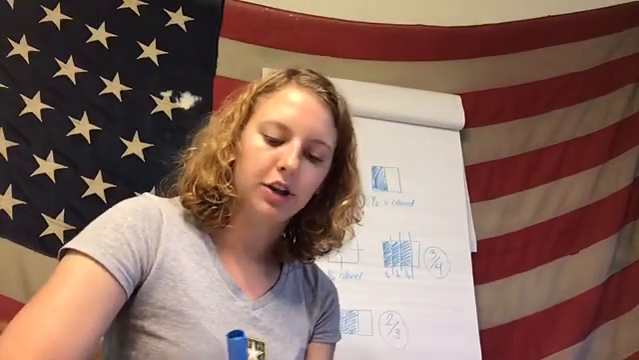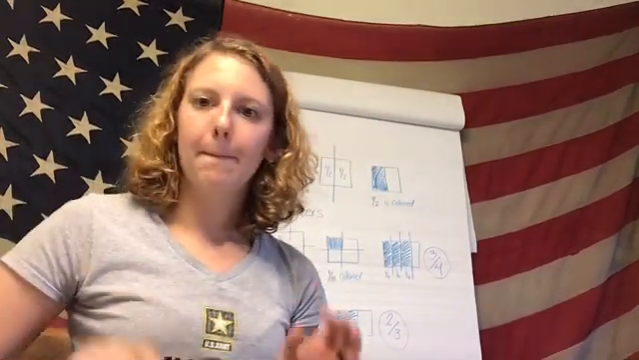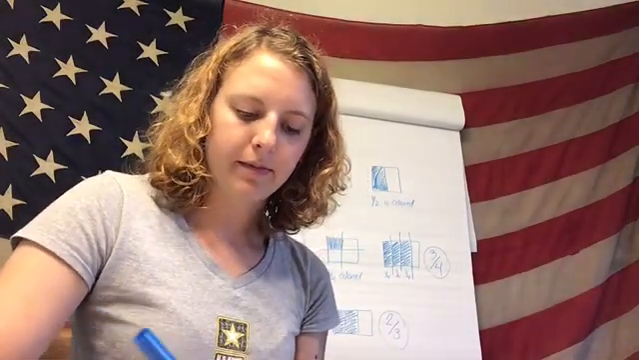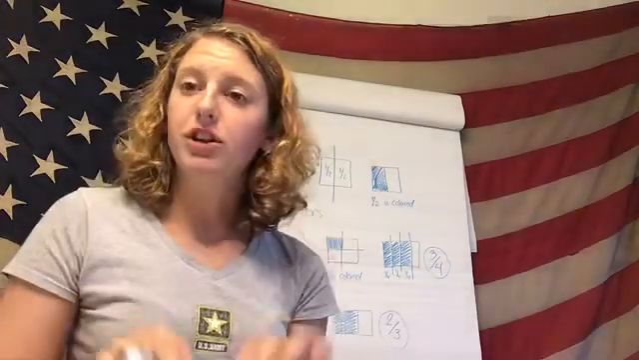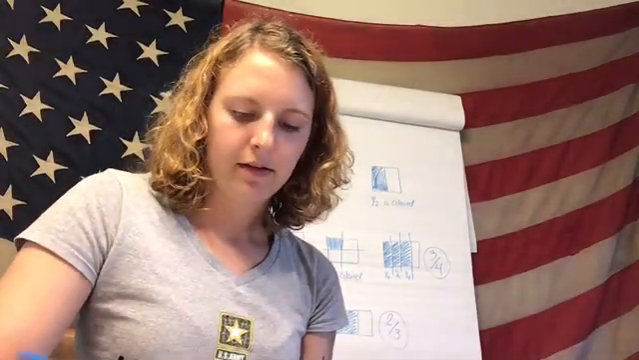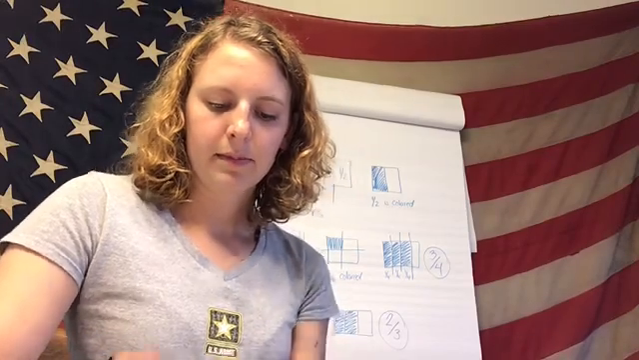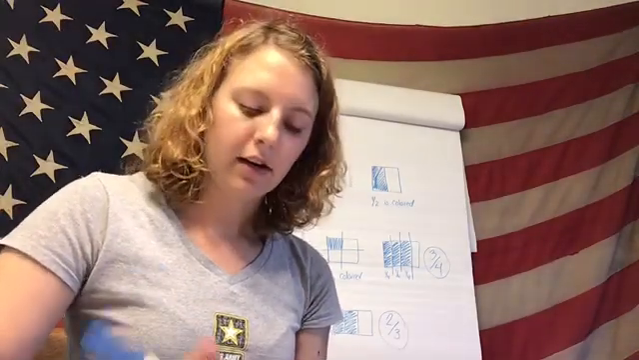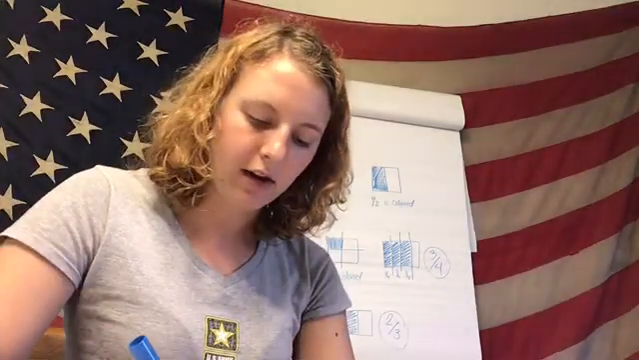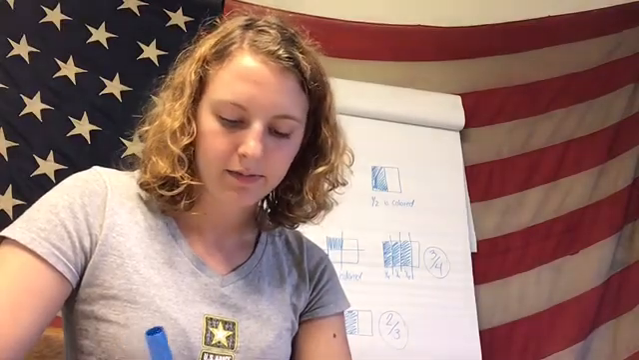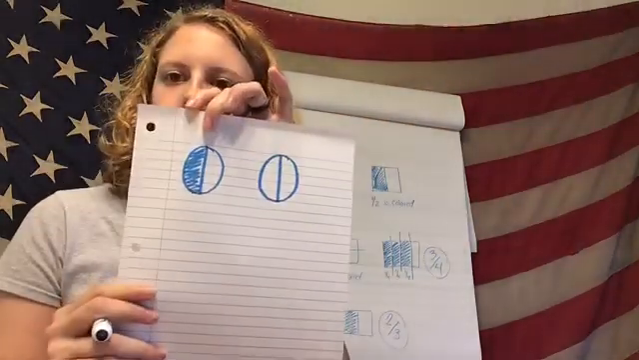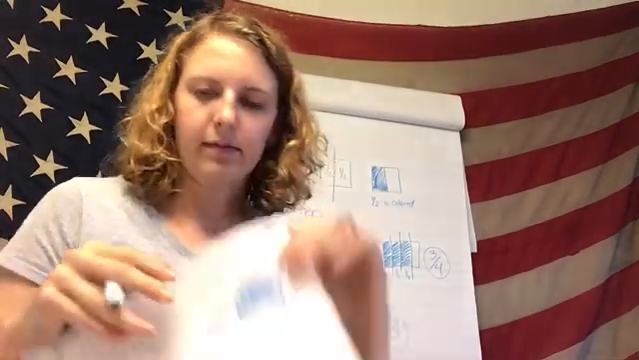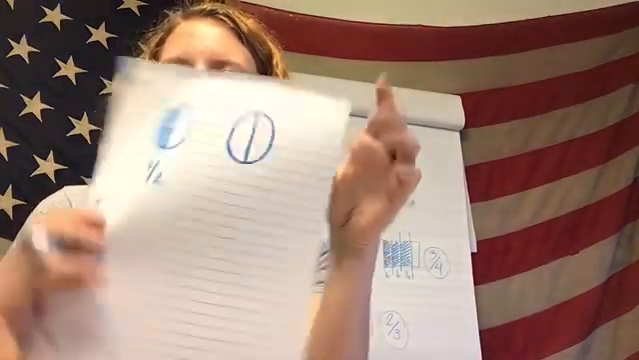I want you to draw a circle or a square. I want you to draw another one. And I want you to split them both in half. And then on your first circle, color in 1/2 of that circle. So that is 1/2 colored in.